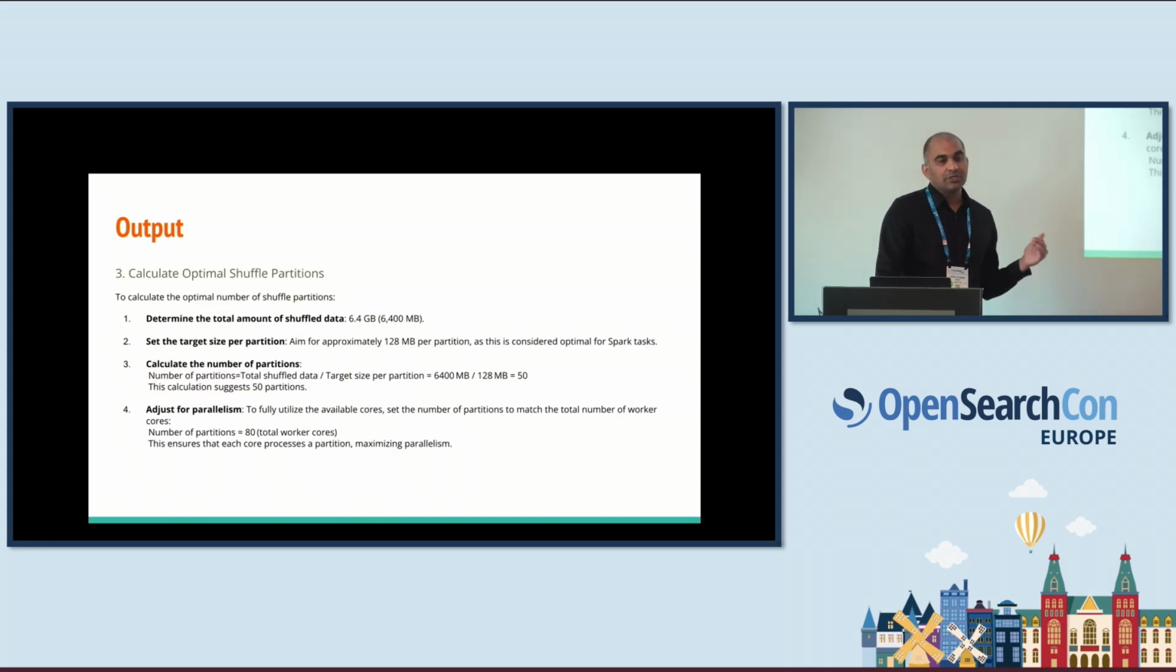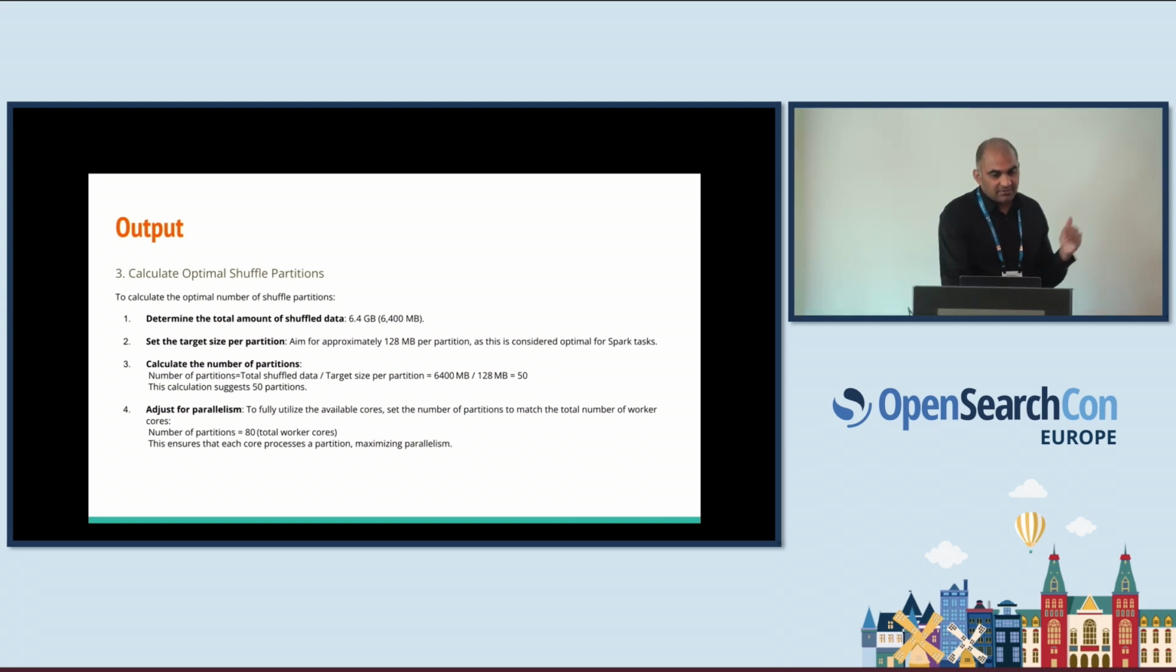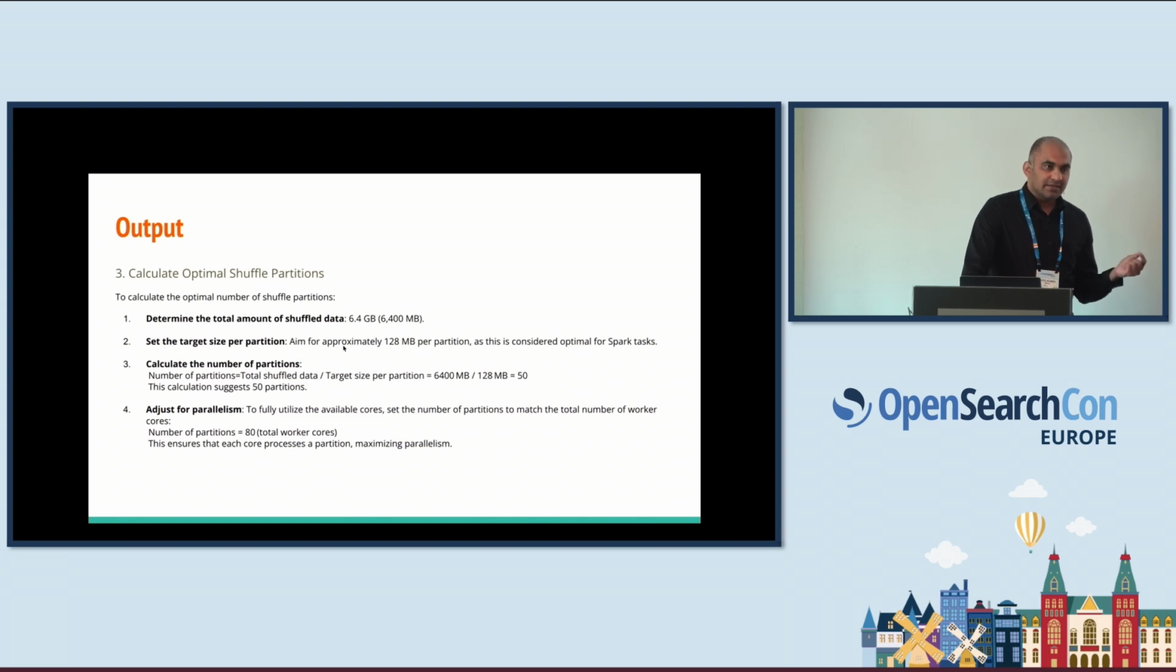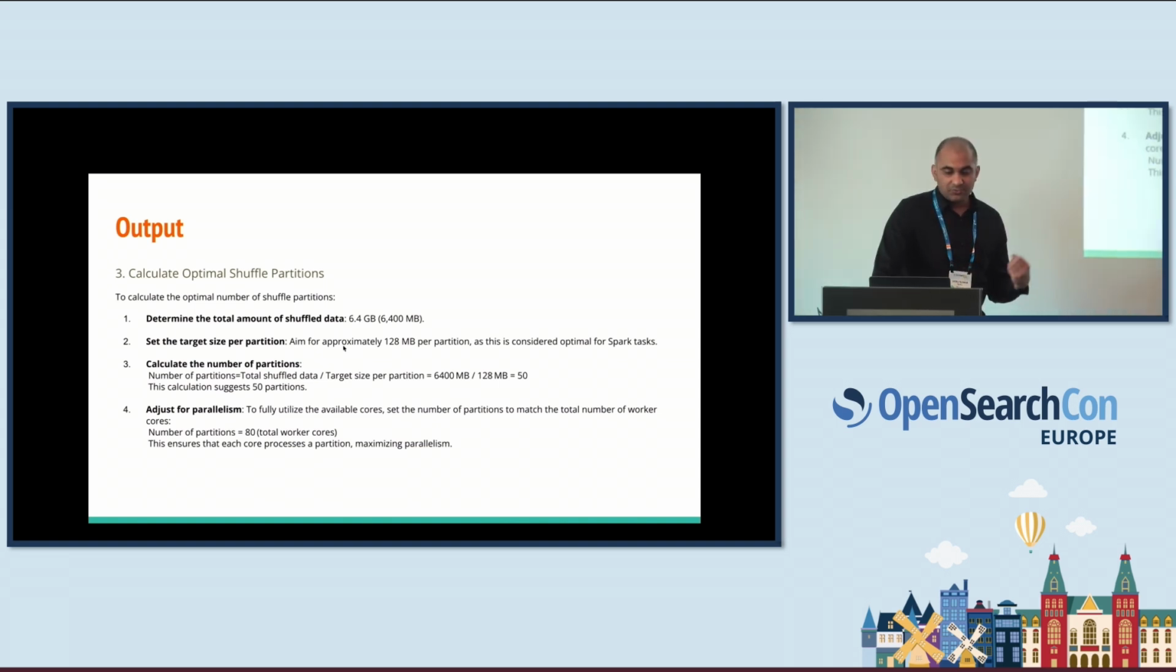From here, it is taking step-by-step actions. The very first is it's telling us that your total amount of shuffled data is around 6.4 GB. And now it says setting the target size per partition. It's taking these inputs based on some optimal information, which is 128 MB per partition, which is a configuration Databricks and Apache Spark suggest to work with. And if you think about it, it says the number of partitions should be based on total shuffled data divided by target size per partition, which results in 50.